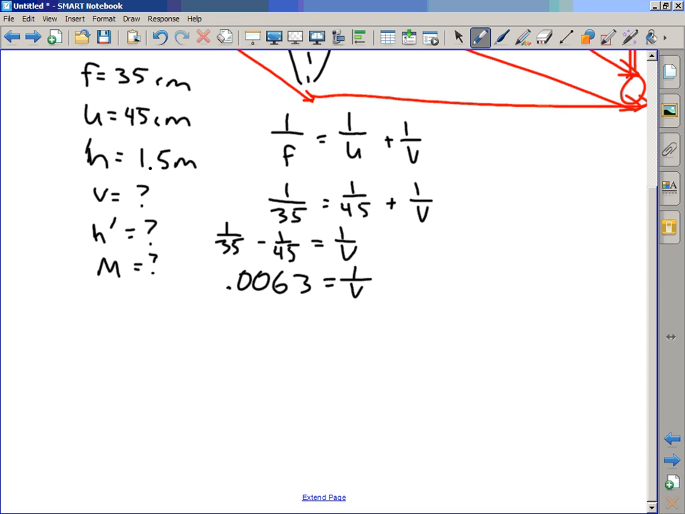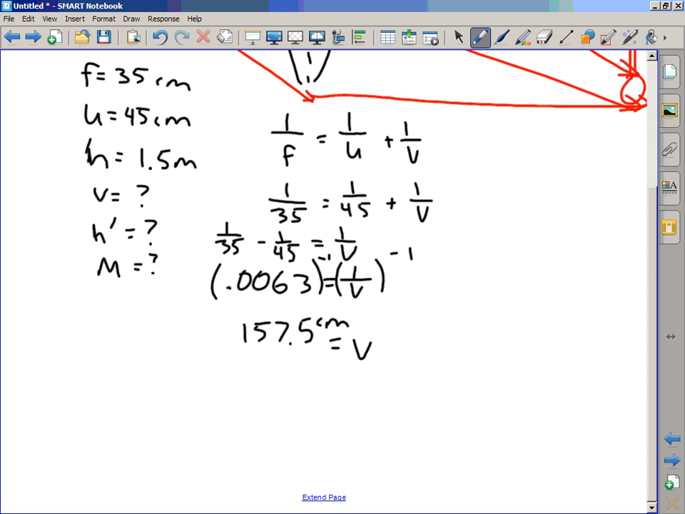This is just like with parallel resistors where people make mistakes. They say that's what the V is, which doesn't even make sense, right? That small, you have to take the inverse of that, right? Take the inverse of both sides to get V equals what? 157.5.